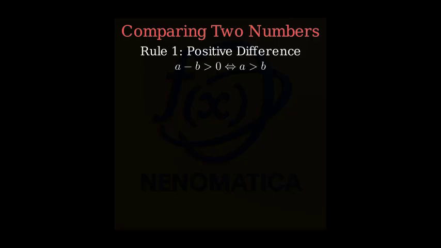Let's visualize this with an example. Imagine we have a big dog and a small dog. The big dog represents the number a, and the small dog represents the number b. When we say a is greater than b, we can think of it as the big dog being larger than the small dog. The difference between them, a minus b, is positive.